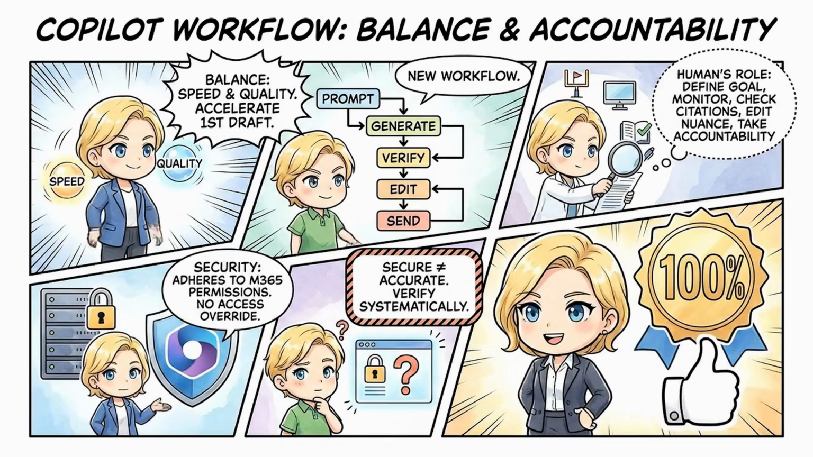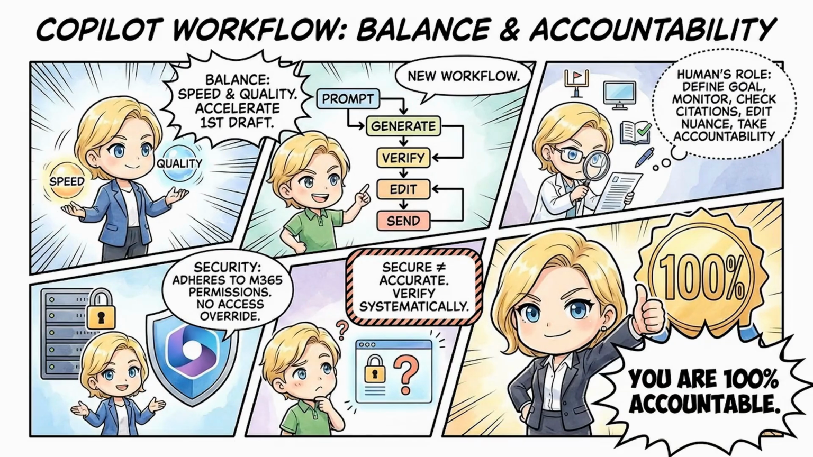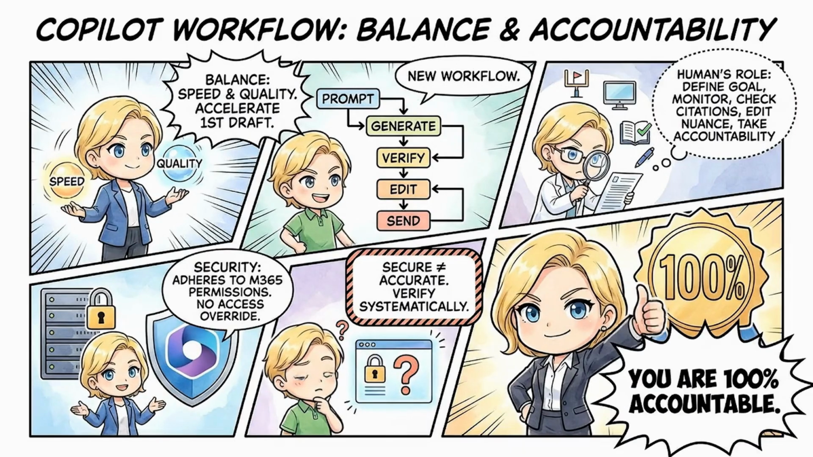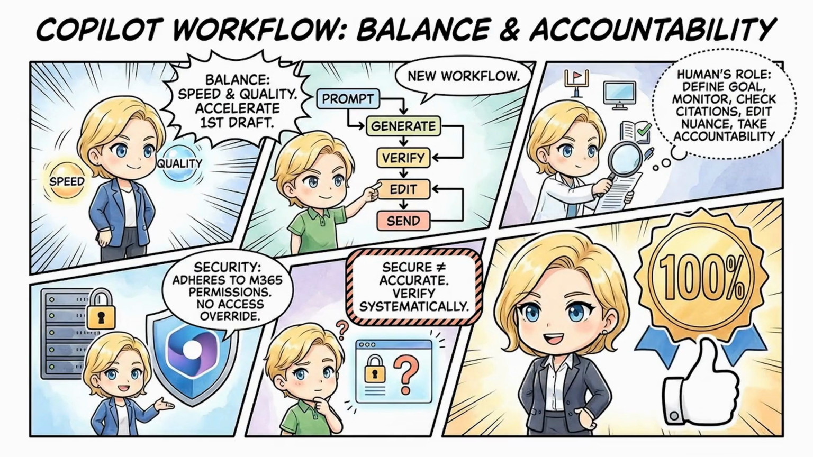Remember the key takeaways from this chapter. Copilot strictly adheres to existing Microsoft 365 permissions and sensitivity labels, ensuring data security. It cannot override access. However, secure data retrieval doesn't guarantee factual accuracy. Therefore, systematic verification, especially through citation checks, is crucial to catch nuances or misinterpretations. You, the human user, are 100% accountable for the final quality and compliance.